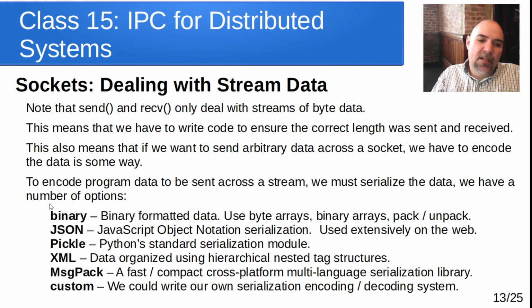So the options we have: binary, JSON, pickle, XML. These are all ways of serializing data. And then there's another one that I've actually used before in some commercial things that I've worked on, and also for network games, called Message Pack. That's a very fast cross-platform multi-language library. It's a little more compact than JSON. It's a little more cross-platform than just raw binary. And it's not Python specific like Pickle, and it's way less overhead than XML. So for something that has to be fast and compact, I just suggest looking at Message Pack.